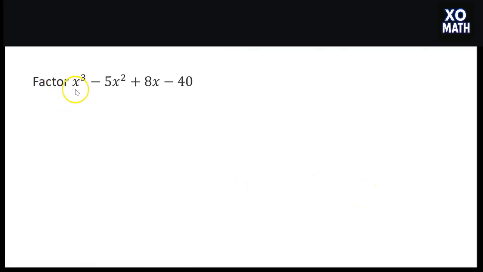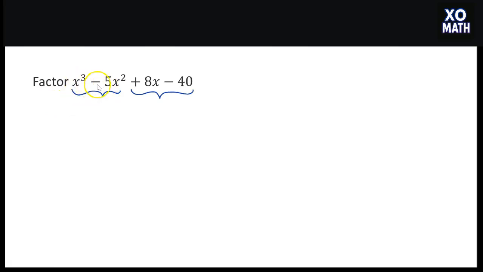We want to factor x cubed minus 5x squared plus 8x minus 40. In the process of factor by grouping, we want to create two groups. So we're going to consider the first two terms as one group and the second two terms as the other group. Then we want to pull out the greatest common factor from each group.